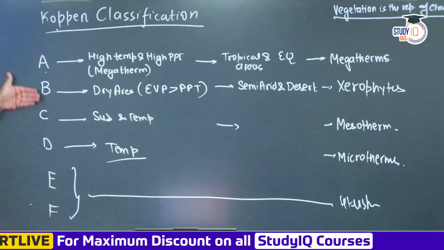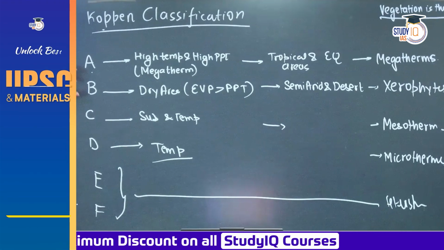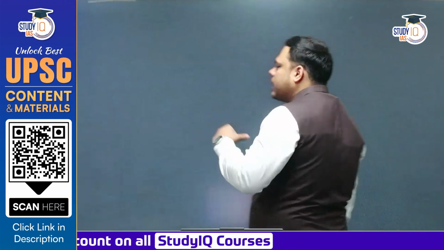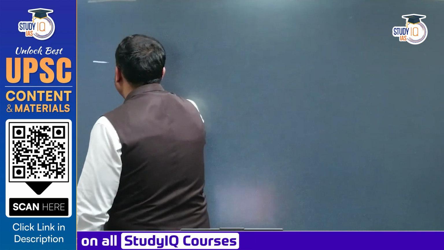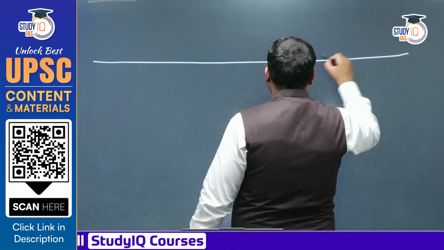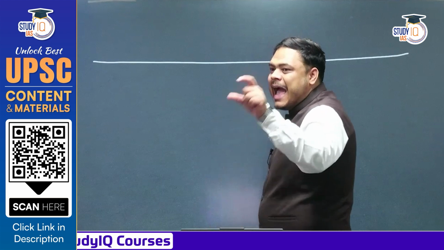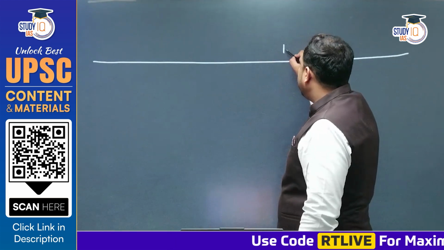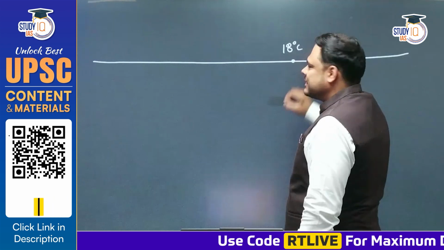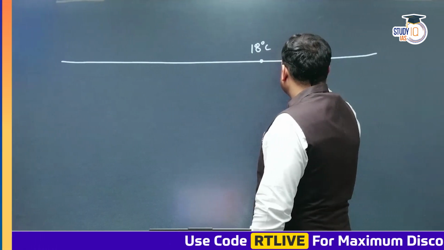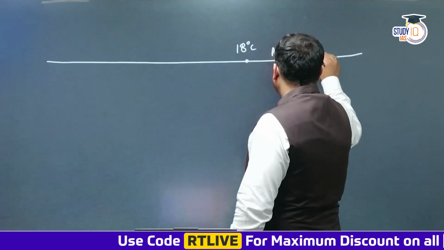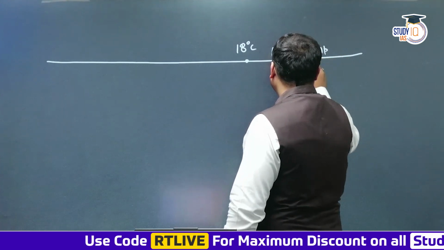Fine. So basically, Koppen used this classification. Now, to be precise, to give you exact numbers that are not given in your NCERT, we can have a temperature line. Now, if the annual temperature of a region is greater than 18 degrees Celsius, annual average temperature, then I'm going to call that region as A.